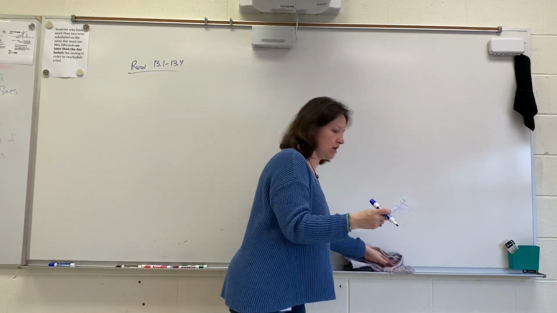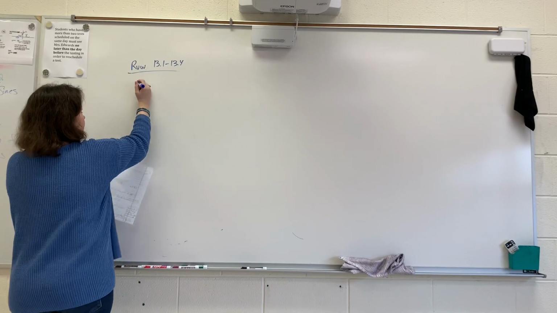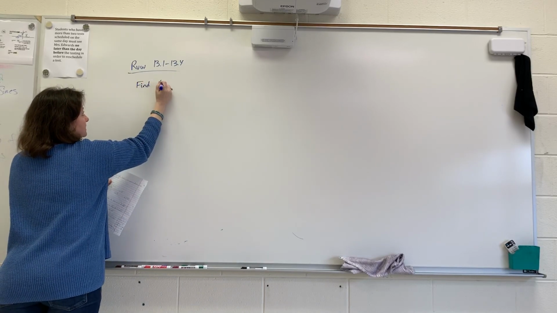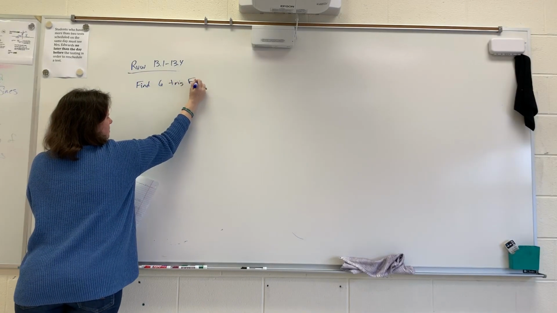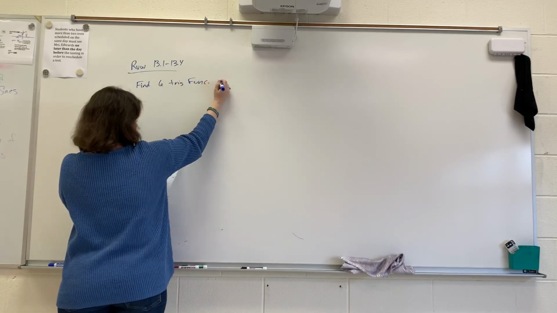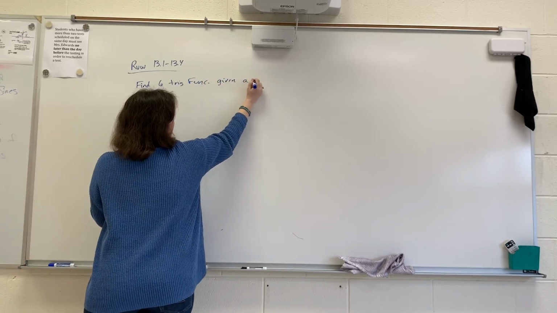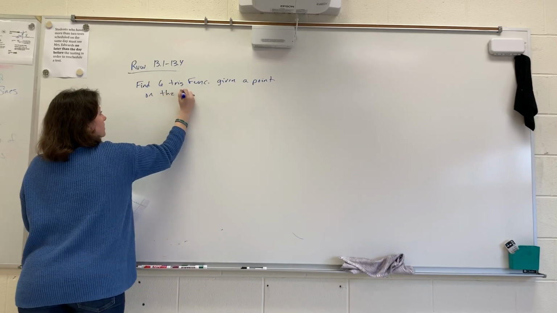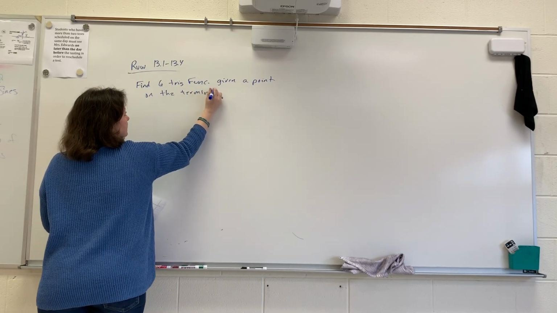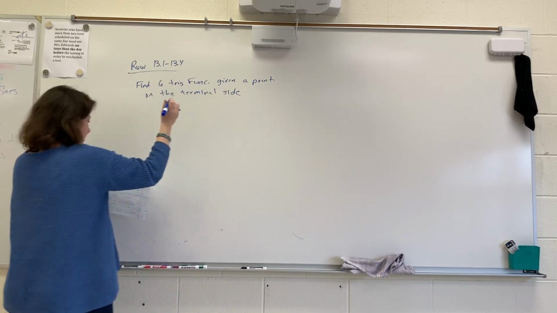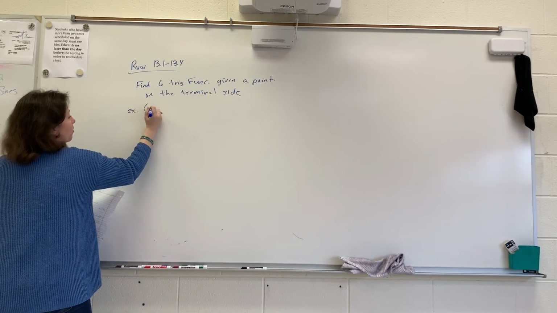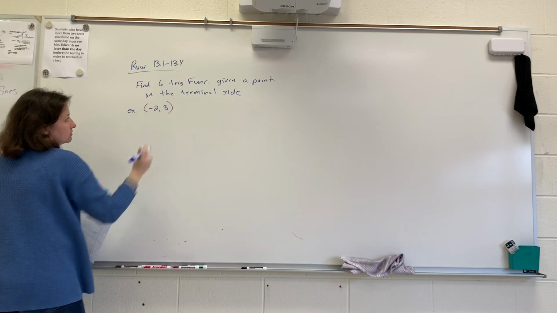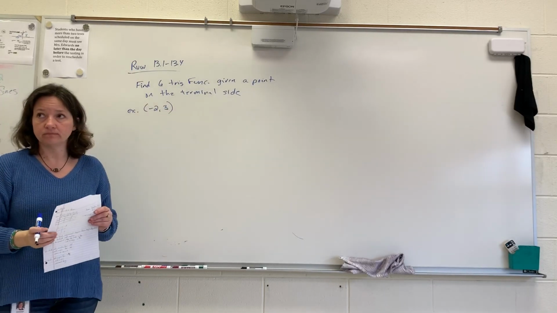Okay, so you need to know how to find the 6 trig functions given a point on the terminal side. And for this example, the point you're given is -2, 3. So what's the first thing you need to do?